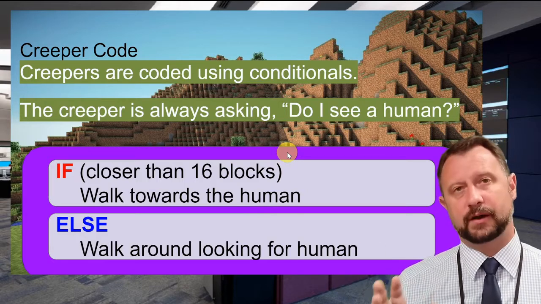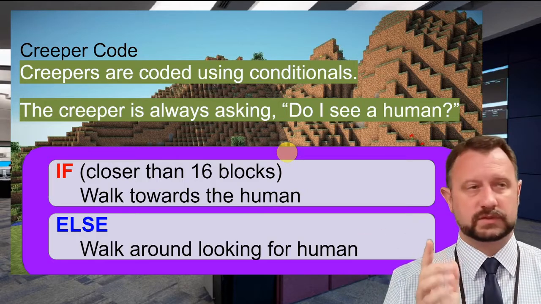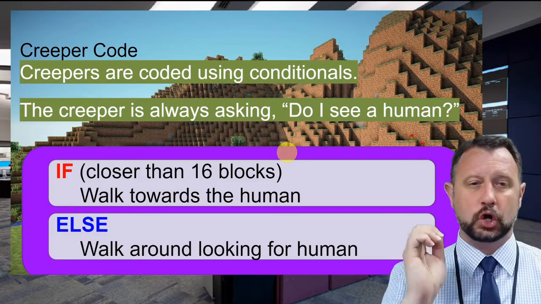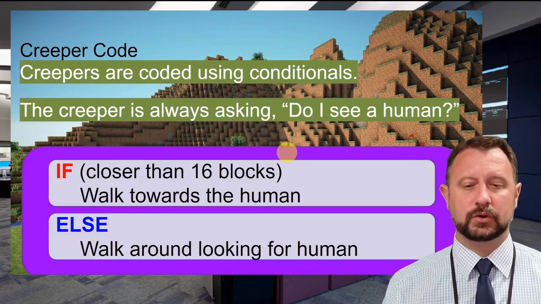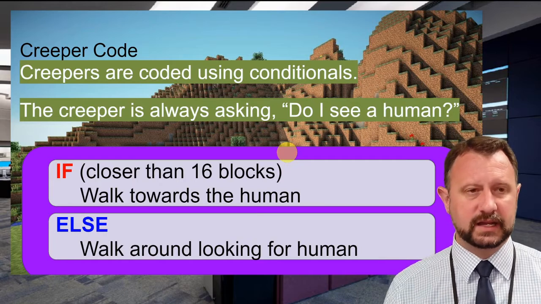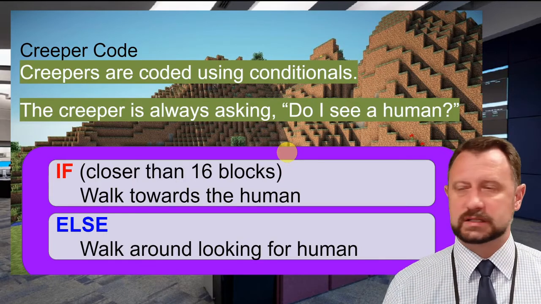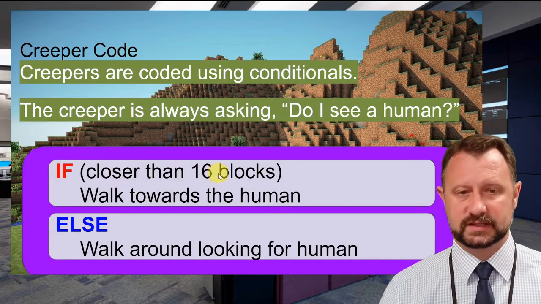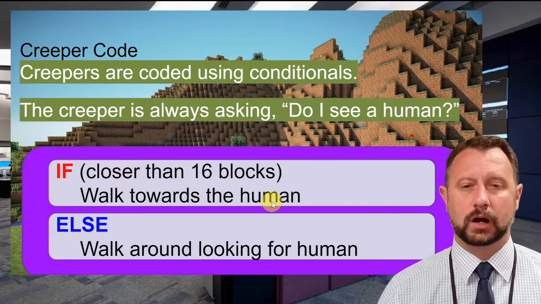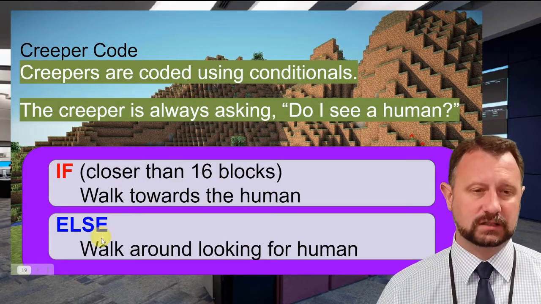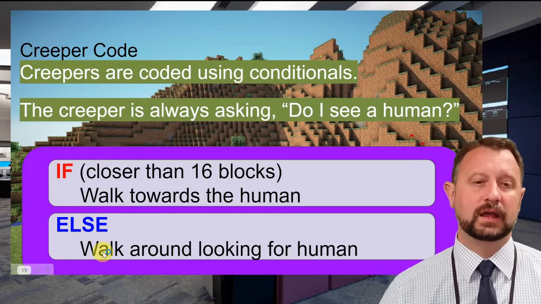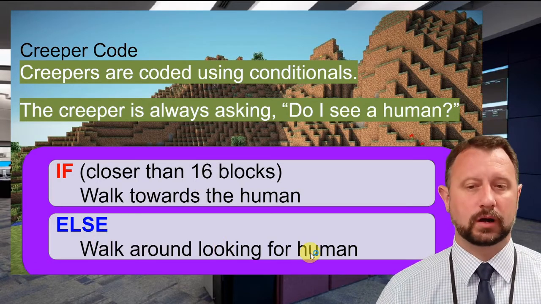Now, when a human's not around, the creeper just kind of creeps. He just kind of goes around and he stops and he looks, but he is always sensing. His computer code is always sensing. And it's sensing, am I within 16 blocks of a human? If I am closer than 16 blocks, then I will walk toward that human. Else, that means I'm not within 16 blocks. I'm further away. I'm just going to continue to walk around.